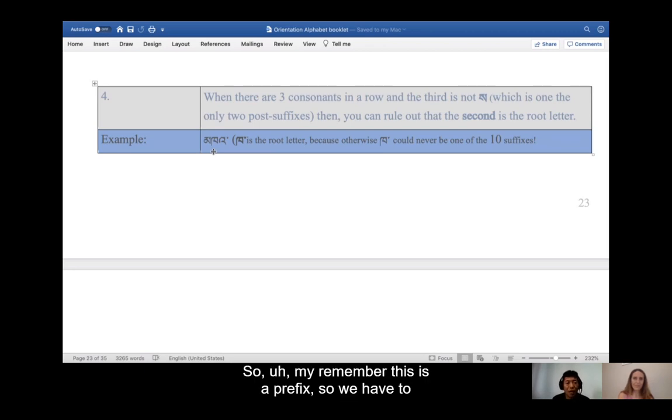So, mao, remember, this is a prefix. So we have to spell out o, okay? Mao, ka, a, ka. So ka is a root letter. Yeah, okay. So ka is just a root letter, ma is the prefix, a is a suffix, and there's no suffix sa. That's right.